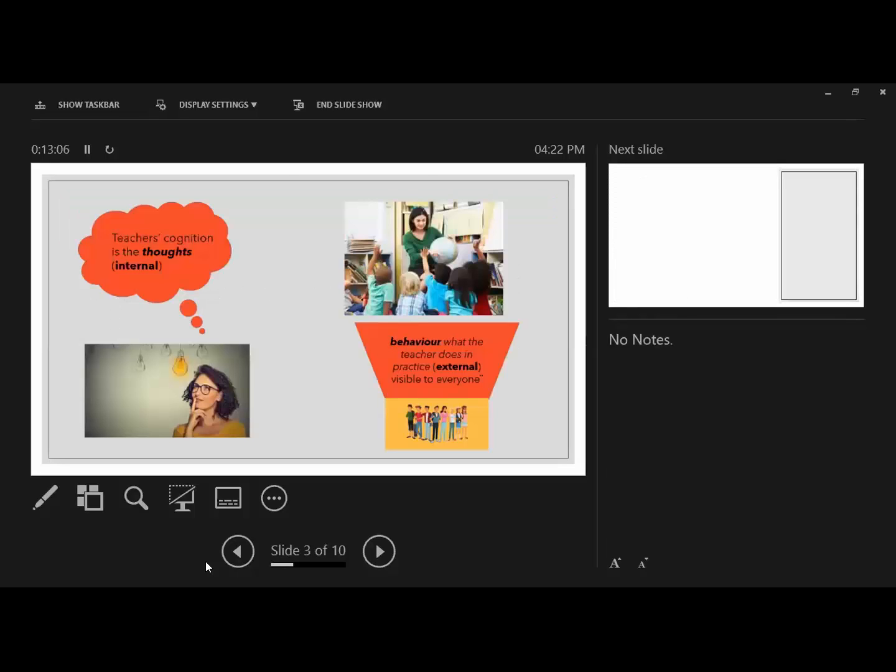Okay, so just like this, keep this in mind. You see, it's the image, right, of the internal thoughts. It's what we think, right? Exactly, just exactly as in the pictures, right? Teacher's cognition is the thoughts. It's the internal, whereas the behavior, what the teacher does in practice, right, that is external, okay?